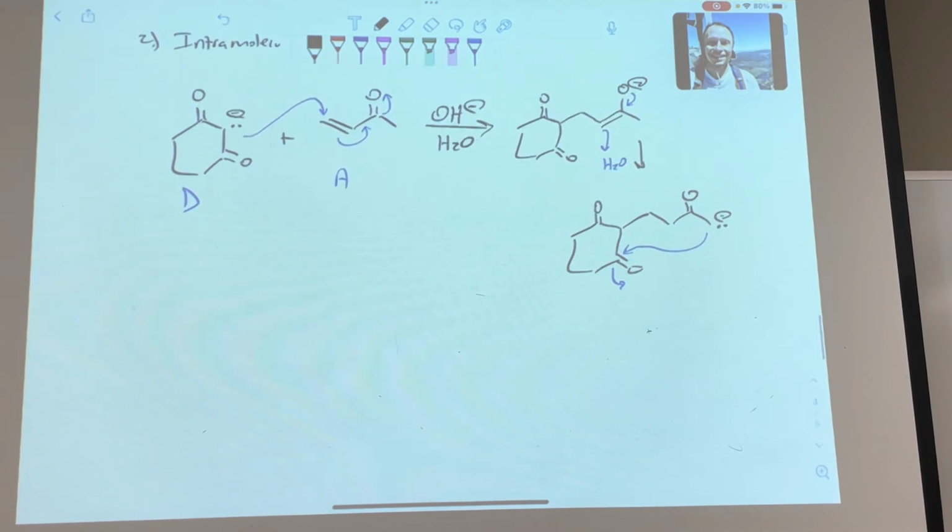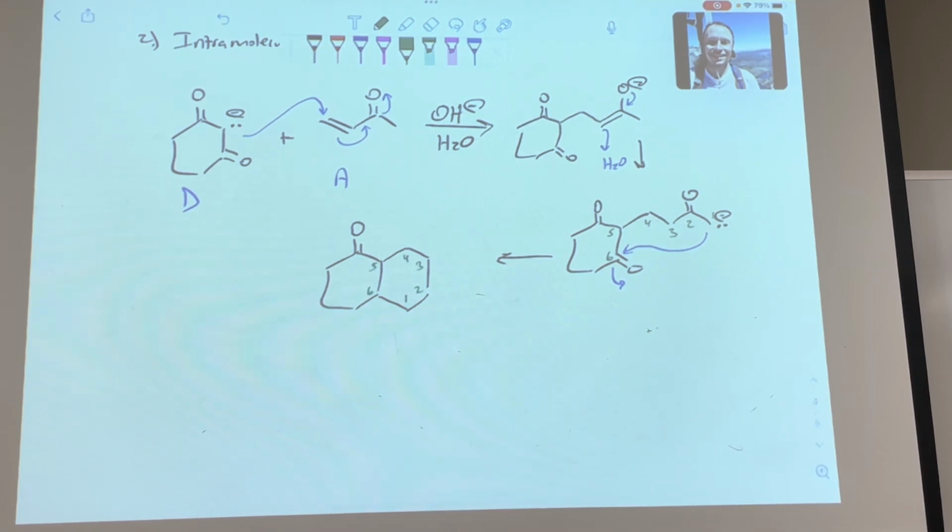And like before, I've mentioned this a couple of times, anytime I'm making rings or breaking rings, I always number my carbons, just because it helps me to not make mistakes. Numbering this one the same way that you did previously. 1, 2, 5, 6. Now fill in what's on the ring.